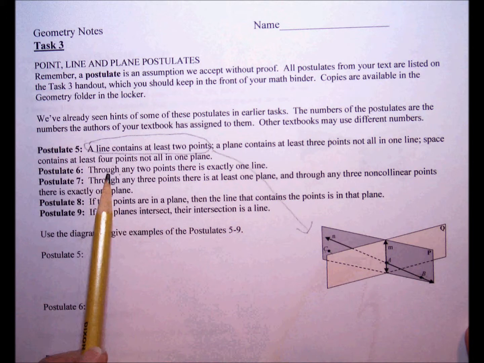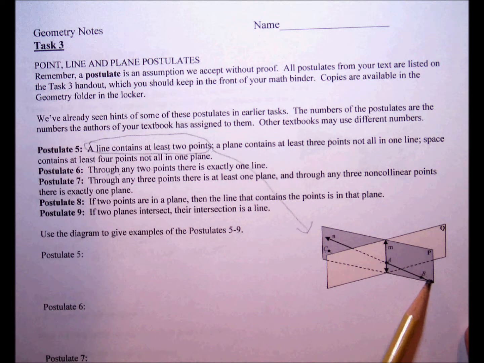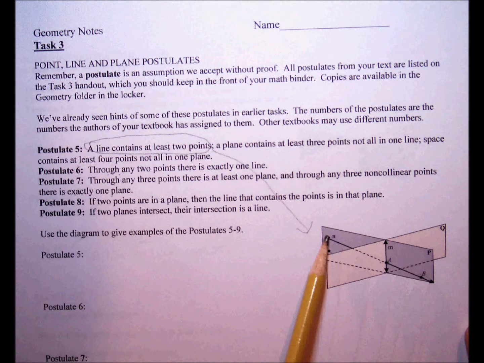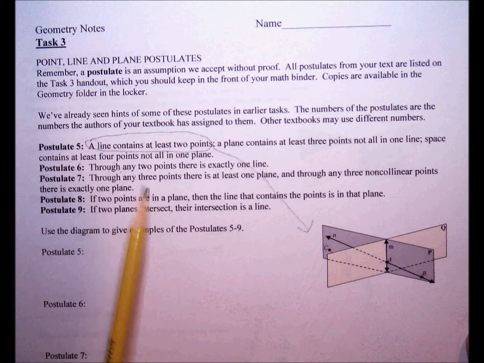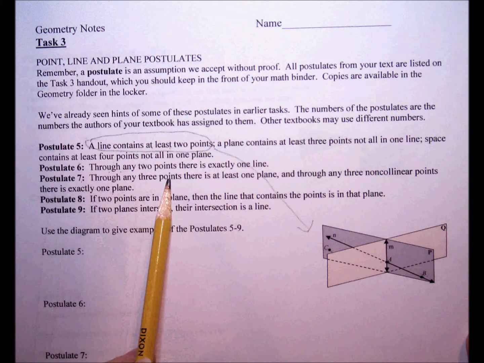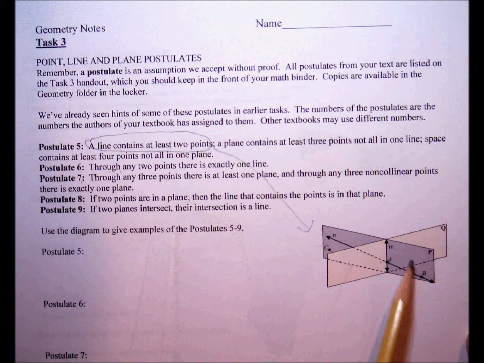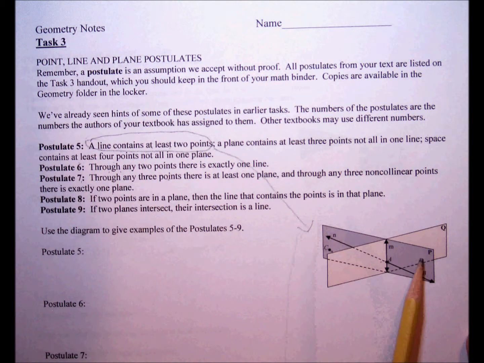Postulate 6: through any 2 points there is exactly one line. Let's look at our 2 points, A and B. There is indeed a line that goes through them, and there is only one line, and it is N. One and only one line is the same thing as exactly one line. Okay, let's look at postulate 7. Through any 3 points, there is at least one plane. Here are 3 points, A, B, and C, and indeed there is one plane that goes through those 3 points, and that is plane P.